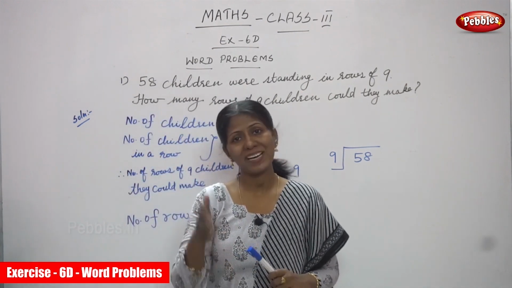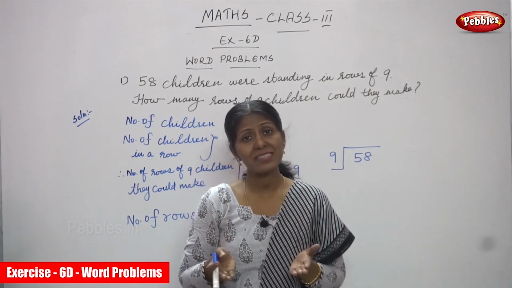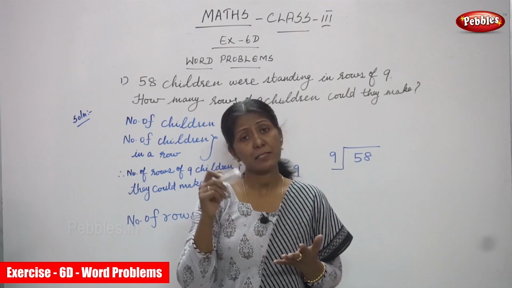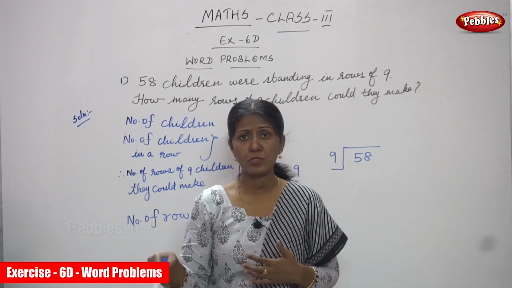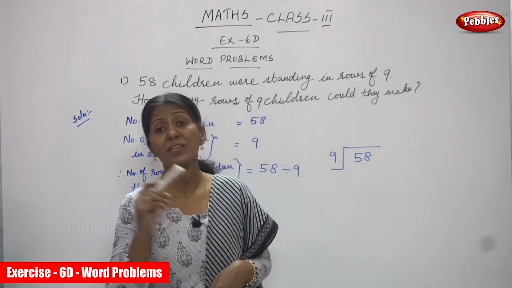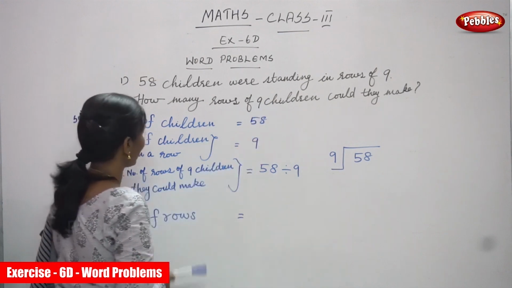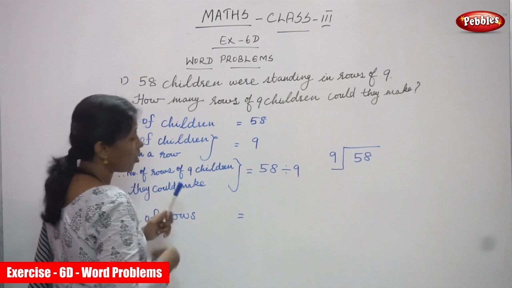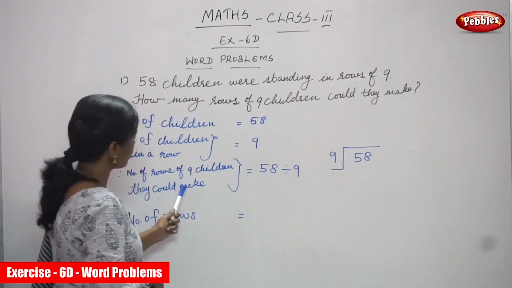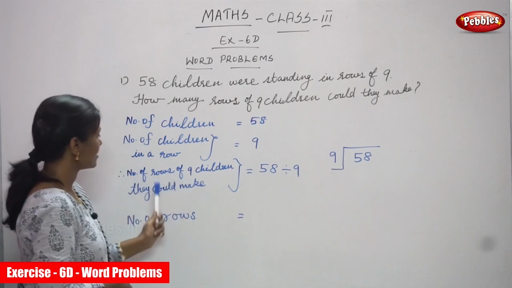In each row, 9 children are standing. So the total number of children is what? 58. In each row, how many children were standing? 9 children are standing in each row. Then you have to find out how many rows. That is the question. How many rows of 9 children could they make? The number of children in a row or each row, both are the same.